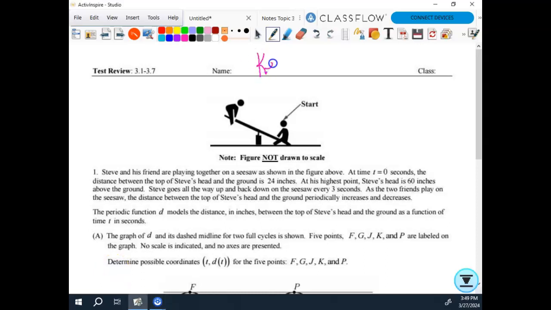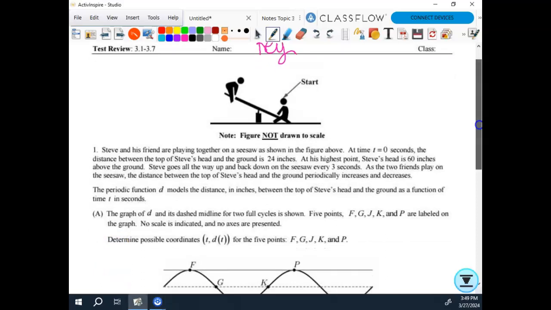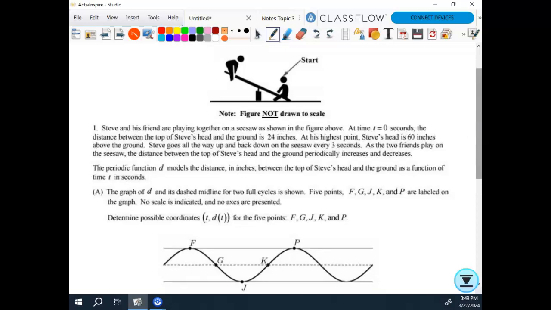Here's the key for your test review. Okay, so we got these guys on a seesaw. Steve and his friend are playing together on a seesaw, shown in the figure above.